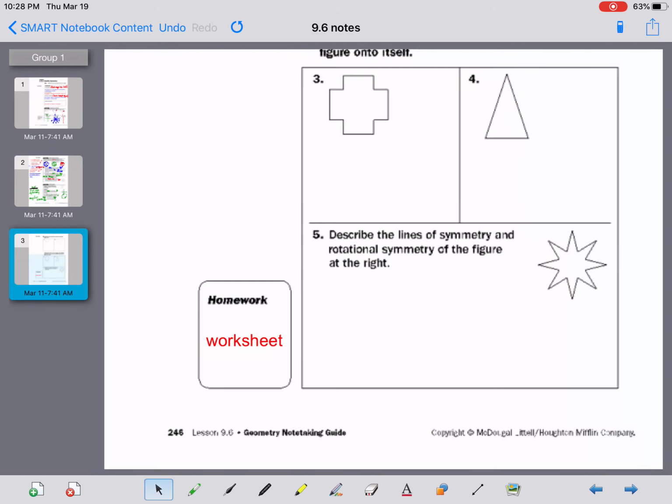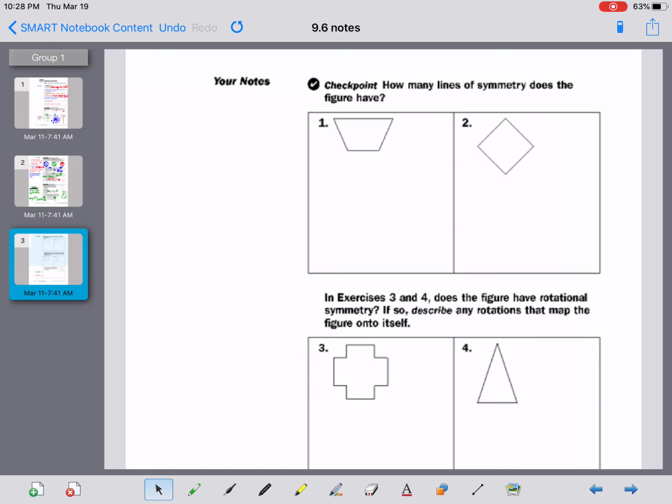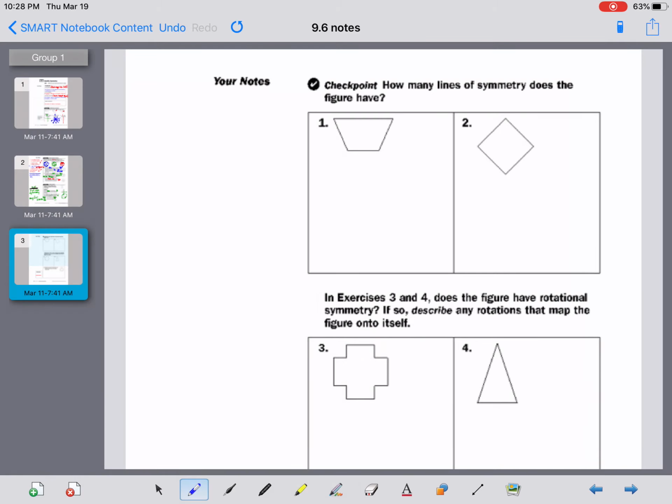Moving on to our last and final page here. It's a short set of notes for this section. So we're going to start at the top here, and we're going to find from 1 and 2 how many lines of symmetry we can draw on each of these figures. So our first one is a trapezoid. It looks like it could be an isosceles trapezoid here.